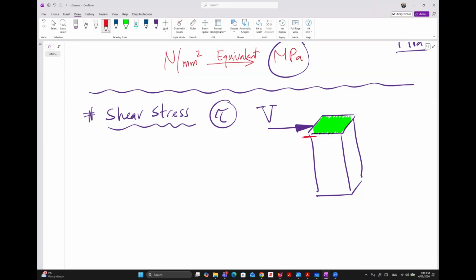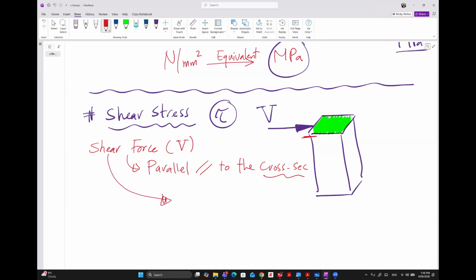Yep, parallel. So shear stress is due to shear force, which we can call V, which is parallel to the cross section. If the force is parallel to the cross section, or in other words, it is in the same plane as the cross section, this means it is a shear force. The shear force will cause shear stress, or tau.